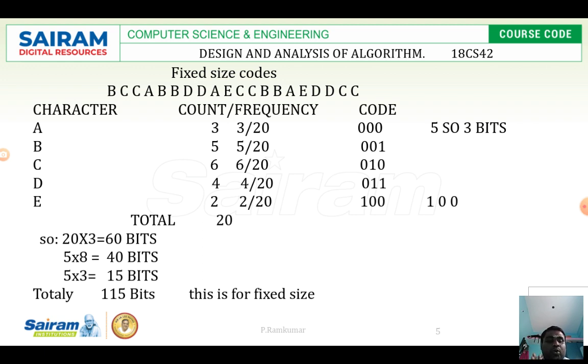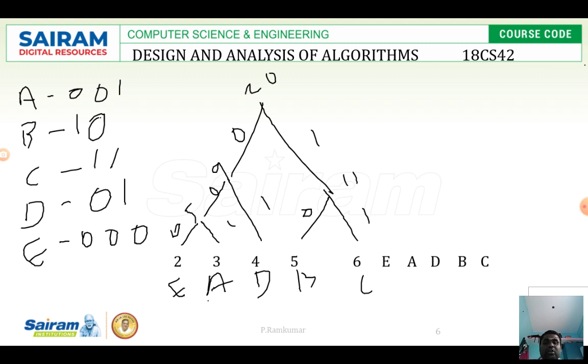So I am going to write it in an ascending order. When I write it in ascending order, first I have to write E, then A, then D, then B, then C. Because E appears 2 times, A appears 3 times, D appears 4 times, B appears 5 times, C appears 6 times. So accordingly I have to write 2, 3, 4, 5, 6.